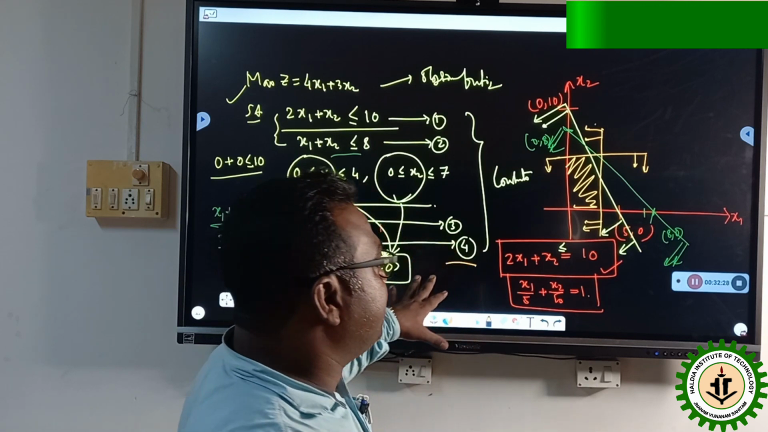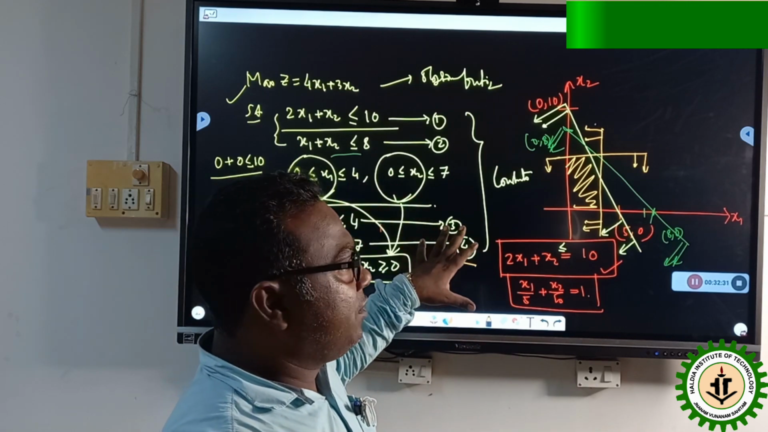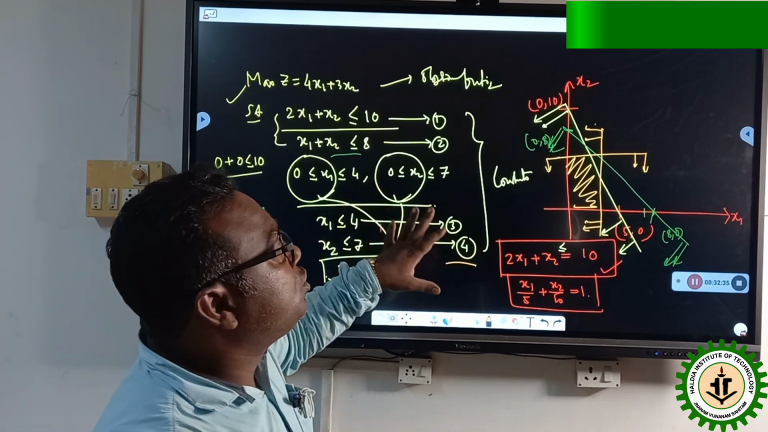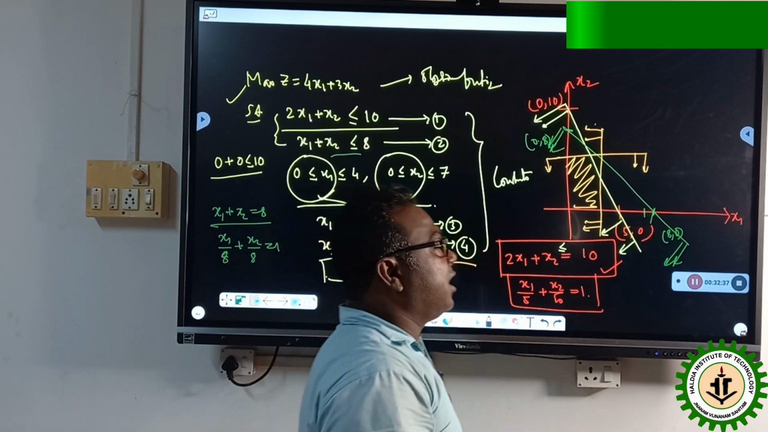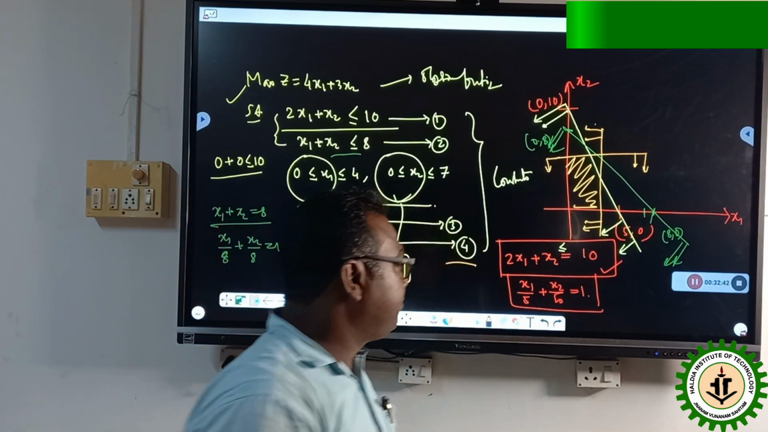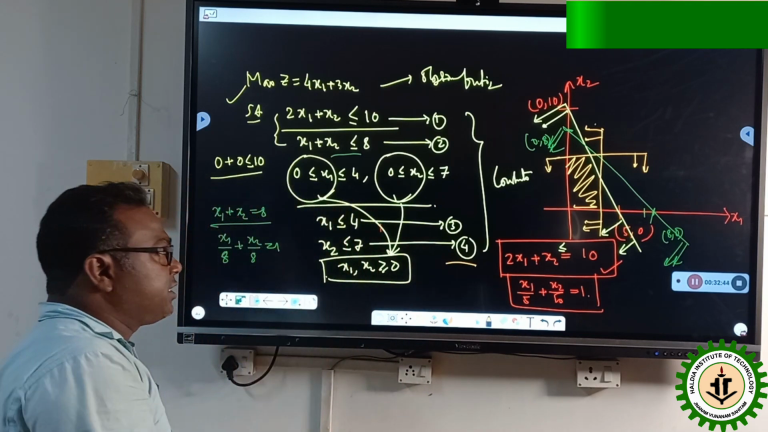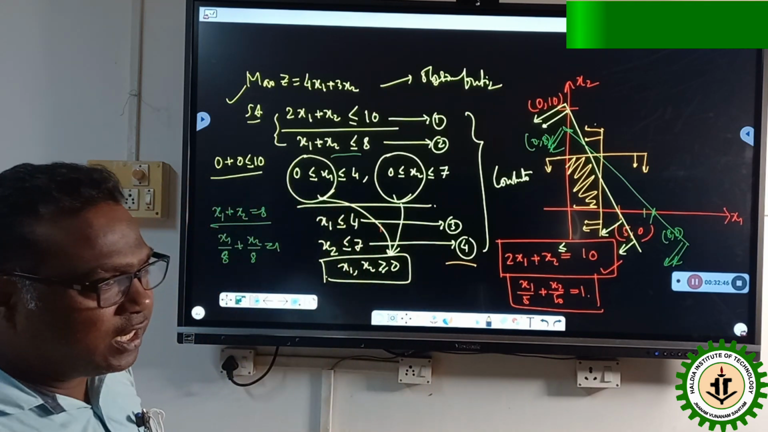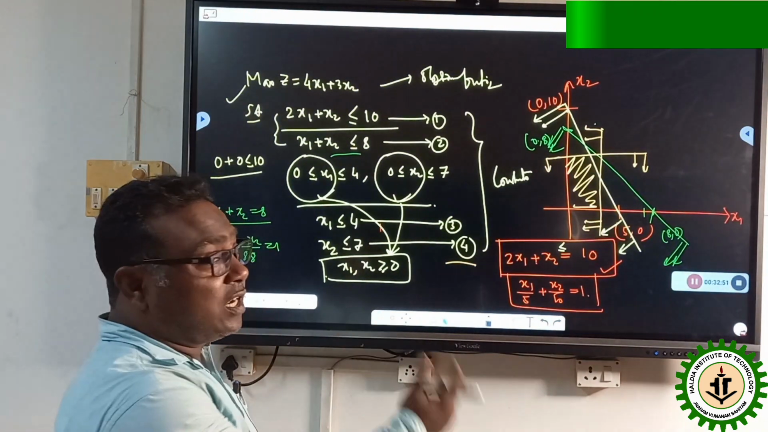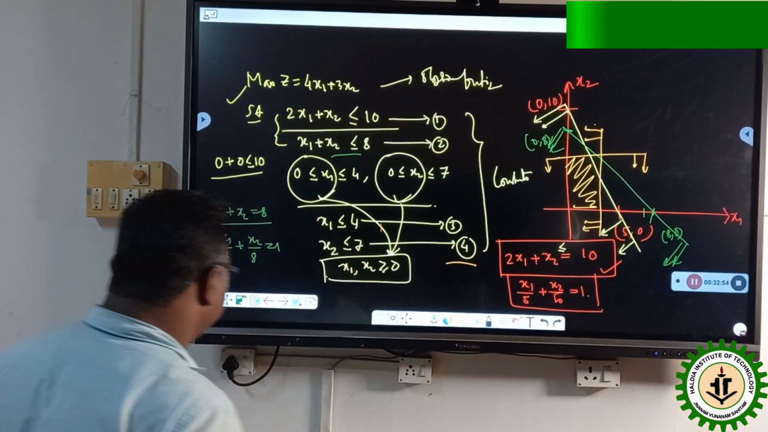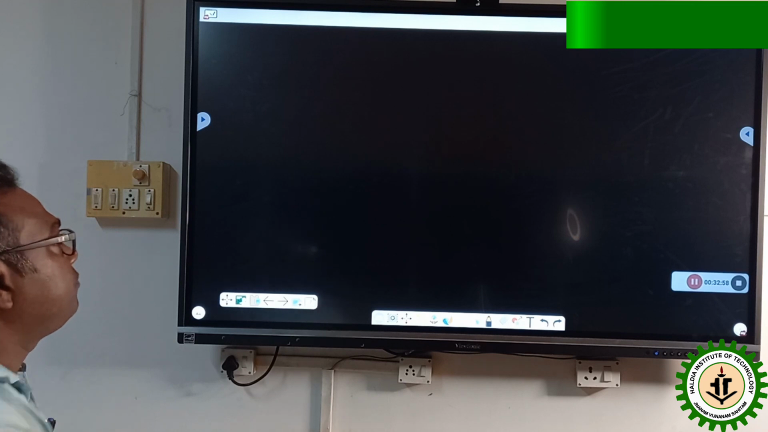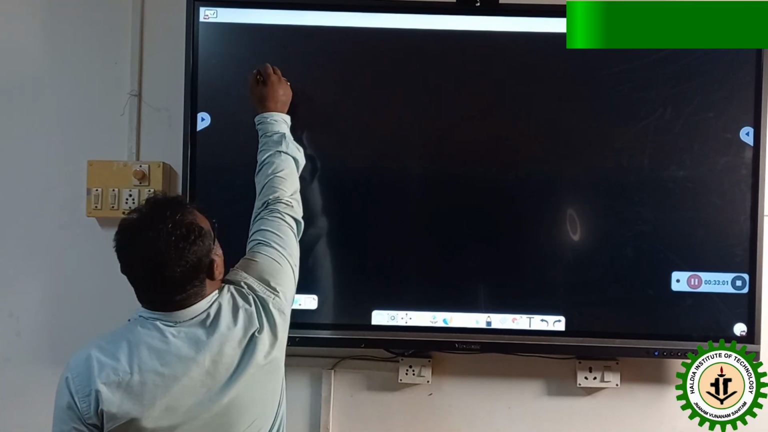And there is a result that if any LPP has a solution, the solution exists at an extreme point of the convex region. So obviously you must ask me what a convex region is. You know about extreme points, but what is a convex region? This is also very important. So let us go for that first, and then we will come back here. Convex region.